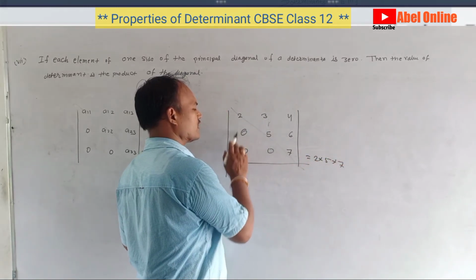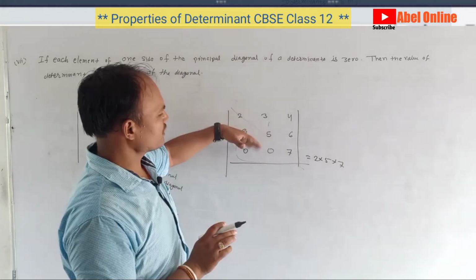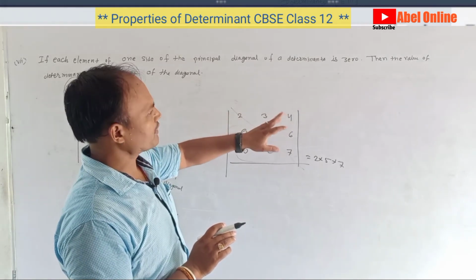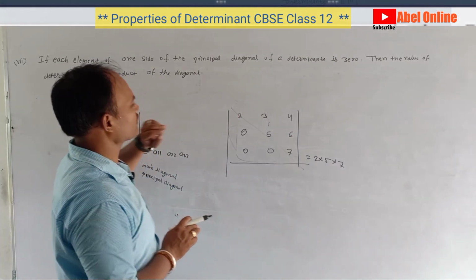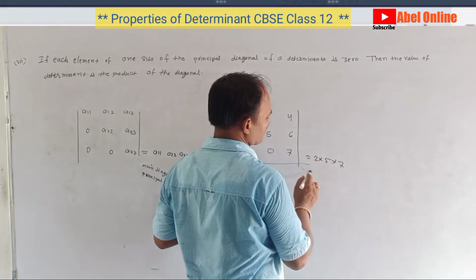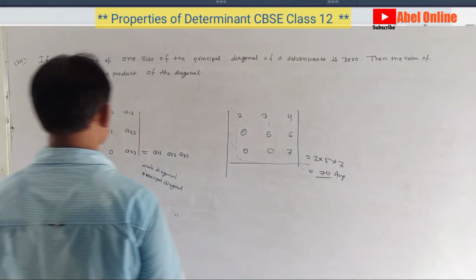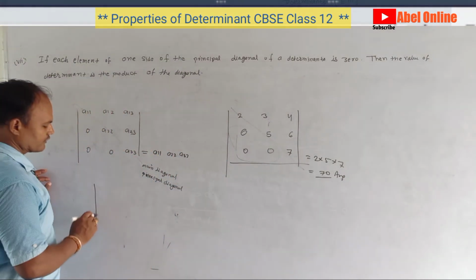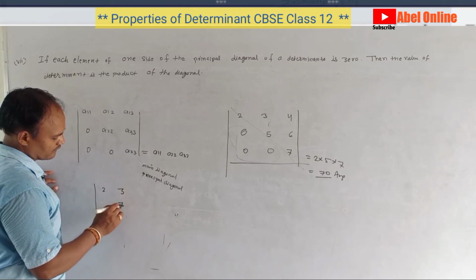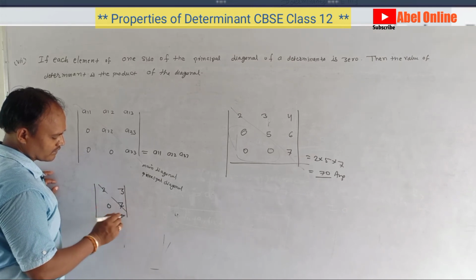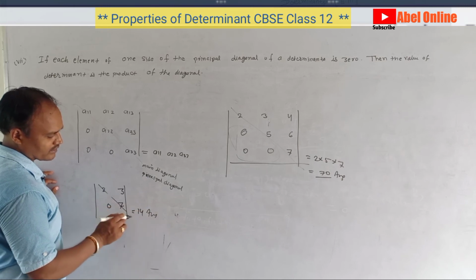This is the principal diagonal and the lower elements are 0, so this is the main theorem. If each element on one side of the principal diagonal, maybe the lower part or maybe the upper part, is 0, then the value of the determinant is the product of the diagonal. So the answer is 2 into 5 into 7, which is 70. This is a very important theorem. Now let us take another example, 2, 3, 7, 0. This is the main diagonal, and the lower part is 0, so the answer is 14.